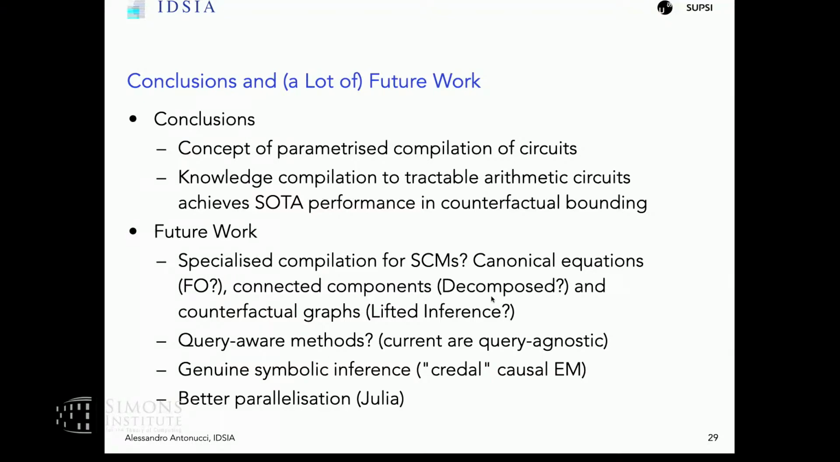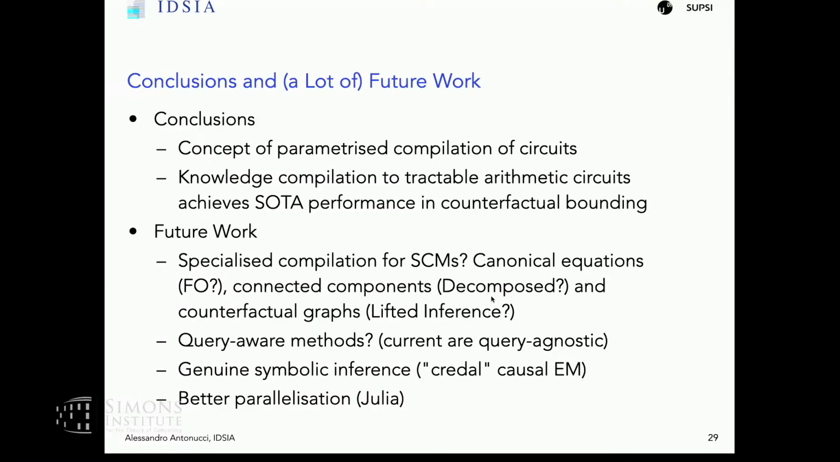We are using a general purpose compilation algorithm, basically this ACE of Darwiche. Maybe there is something ad hoc for the canonical. The canonical is all the possible mechanisms, if you remember, between a set of variables. Maybe you first order guys have some first order circuit that can implement this kind of relation in a more compact way.